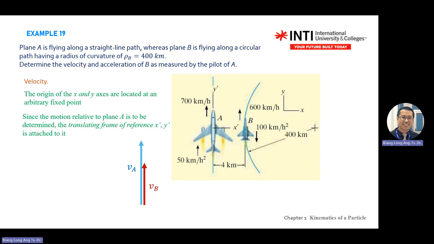So VA, VB, you can put side by side. VA goes up. VB also goes up in the tangent direction. So basically it's two vectors compared side by side. It's a vector diagram. You draw VB side by side like this. Then the resultant is the subtraction of these two vectors. Okay, this is the VB/A subtraction. Or you write VB/A equal to VB minus VA, same.